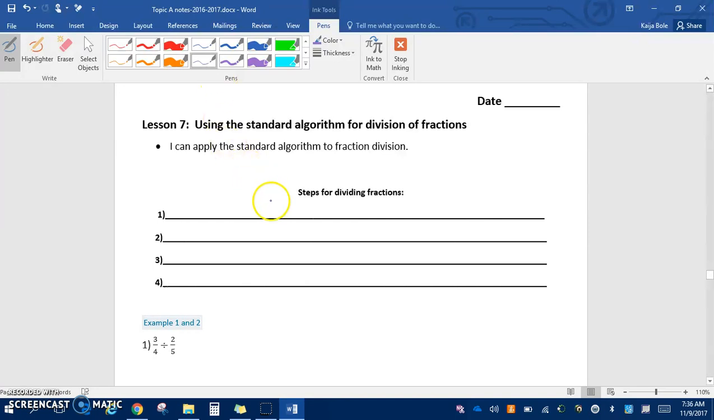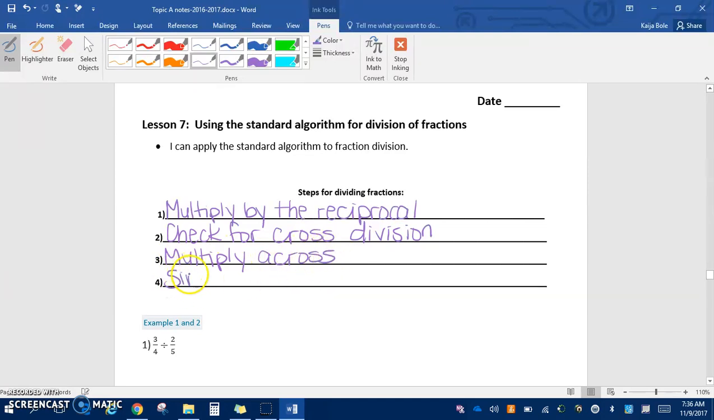So first we're going to put down our steps for dividing fractions. So first we multiply by the reciprocal. Alright, then we check for cross division. Then we multiply across. And last but not least, we simplify. Always, always, always we simplify our fractions.